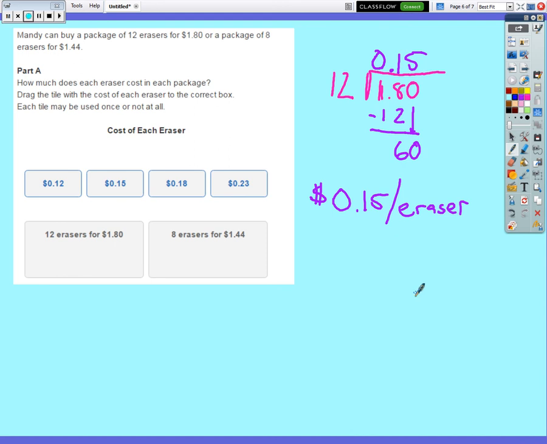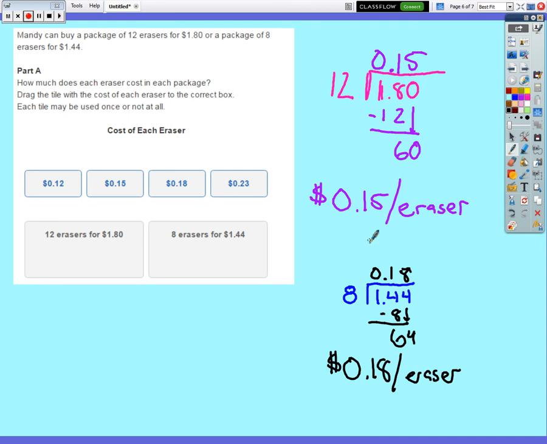The next one is 8 erasers for $1.44. So again, now let's find the unit rate. I want to find the cost of 1 eraser. All right, let's divide. Decimal point, add a 0. That gives me 1. That is 8. Subtract. That's 6. Bring down the 4. 8 goes into 64 8 times. Hey, that's going to give me a price of 18 cents per eraser.